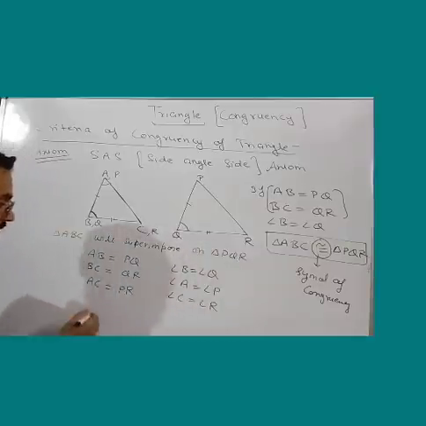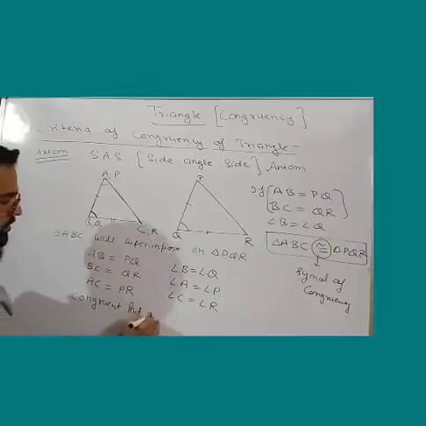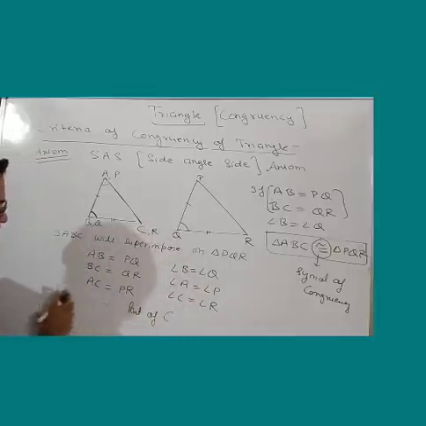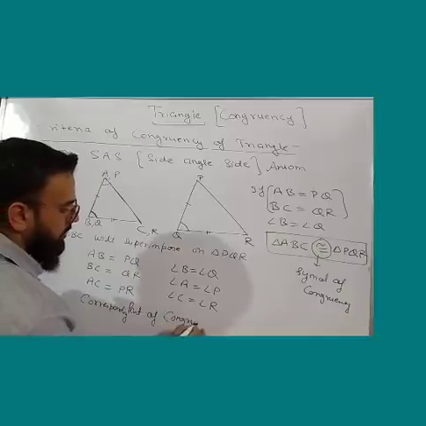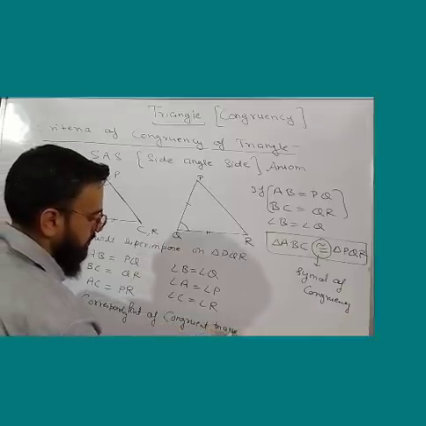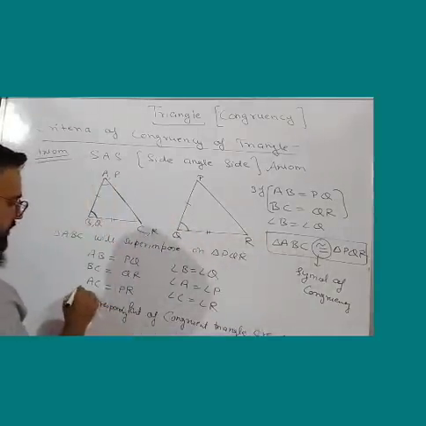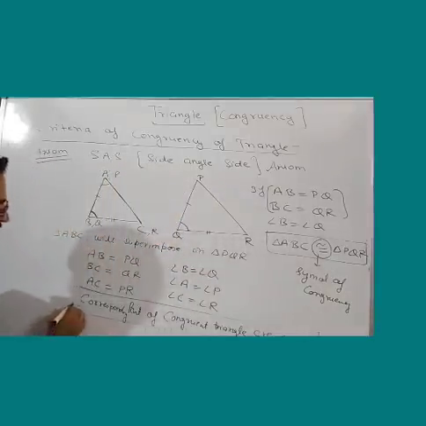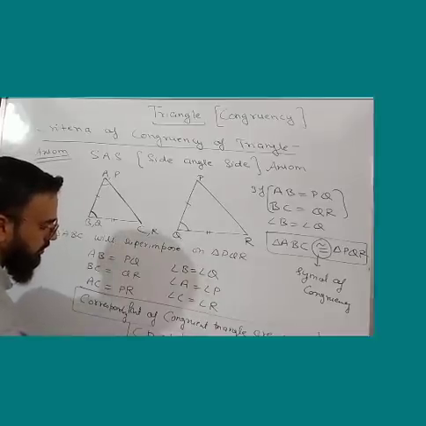It means this particular term is known as corresponding part of congruent triangles are equal. Corresponding part of congruent triangles are equal. This is termed as CPCT, which you have already studied in your class 8th also.